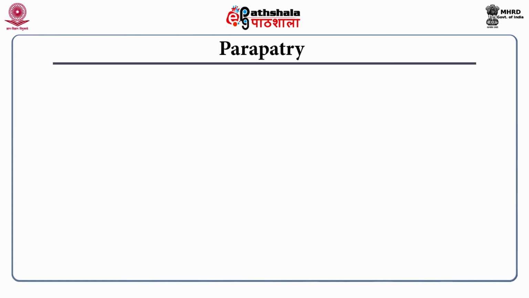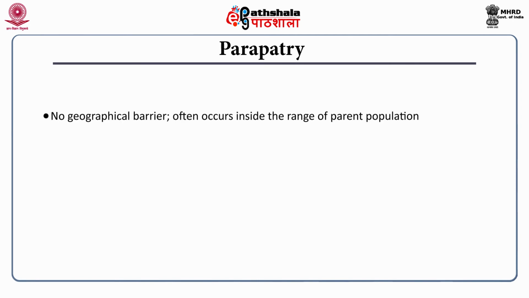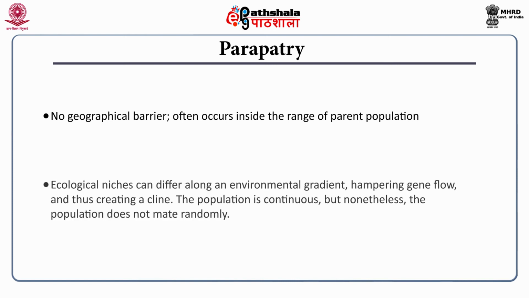Parapatric speciation. In the case of parapatric speciation, there is no geographical barrier at all, so it often occurs inside the range of the parent population. Ecological niche can differ along an environmental gradient forming something called a cline. So the population is continuous, but nonetheless the population does not mate randomly. One example is the grass variety Anthoxanthum odoratum. The grass growing in uncontaminated, healthy soil and in contaminated mine waste soil have evolved different flowering times. The phenology has become different. So the time to flower has become different.